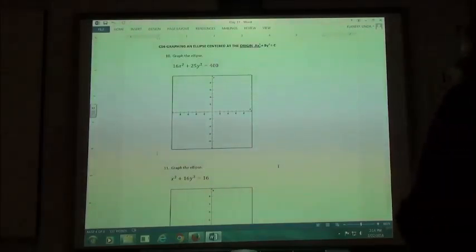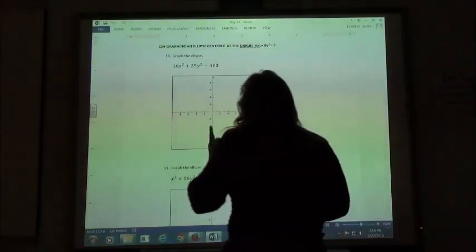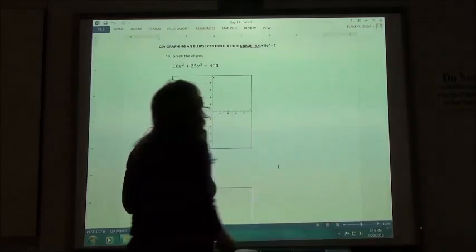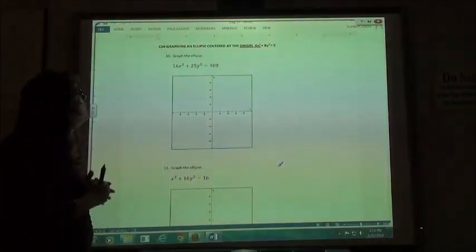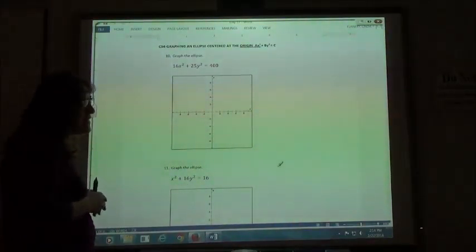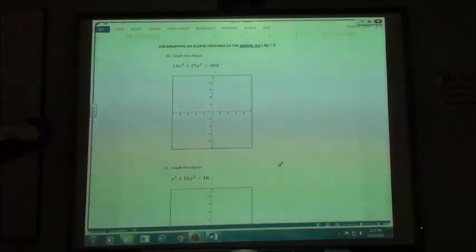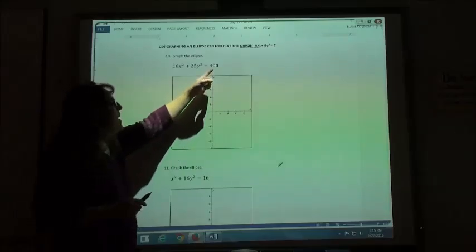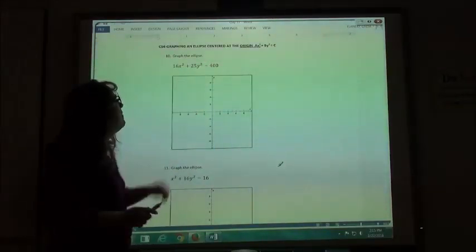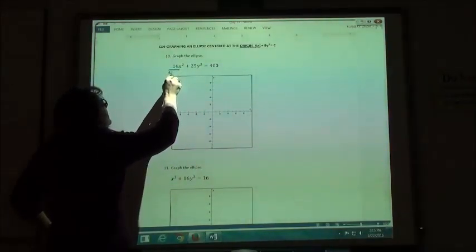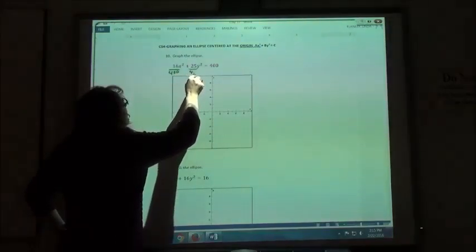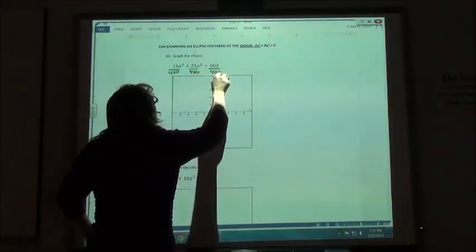Numbers 10, 11, and 12 are graphing our ellipse that is going to be centered at the origin. If it's going to be centered at the origin, we want to get this back into standard form. So you'll notice in standard form your equation's always equal to 1. So whatever we have over here, we're going to divide everything by. In this case, I'm going to divide by 400, divide by 400, divide by 400.